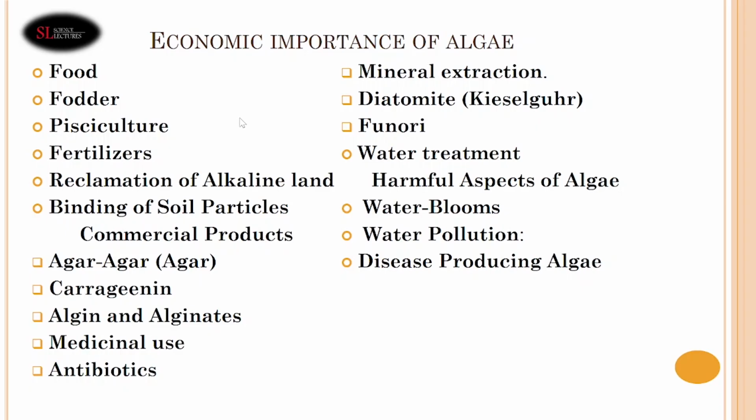Then we have algae and alginates. Algin is a salt made up of calcium and magnesium, and these salts are used in a variety of things like ice cream, salad cream, custard, jams, cosmetics, and other things. So then we have medicinal use.